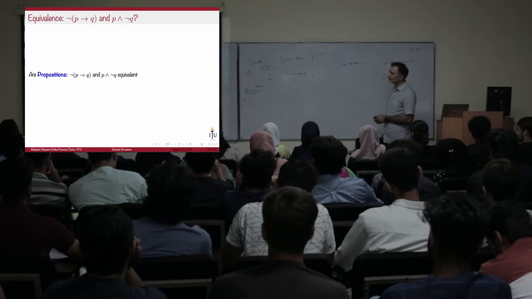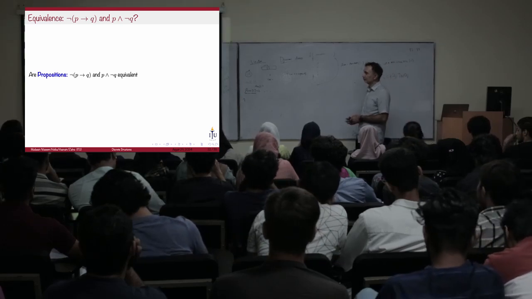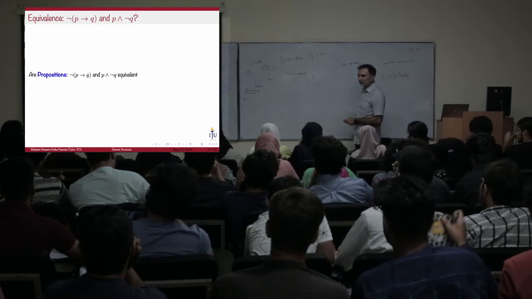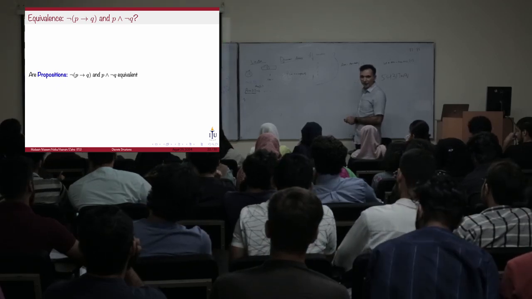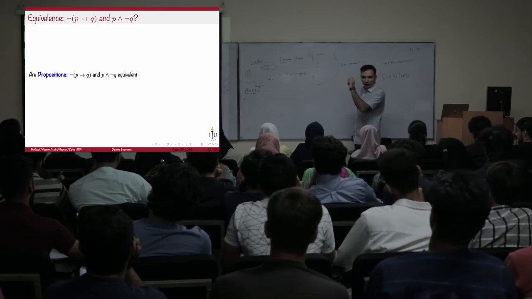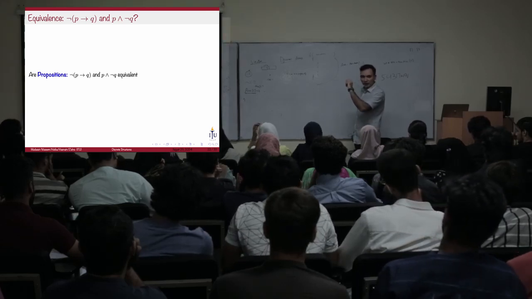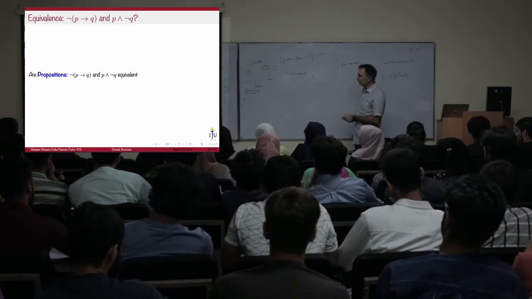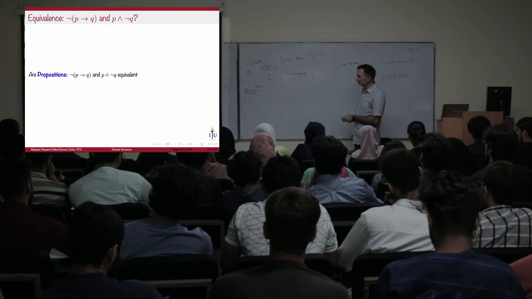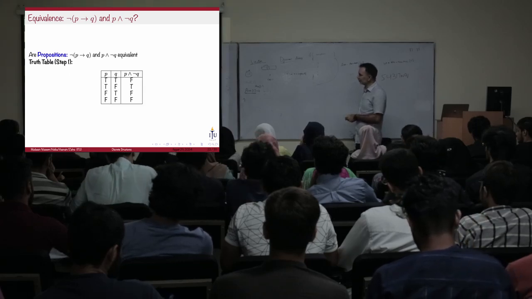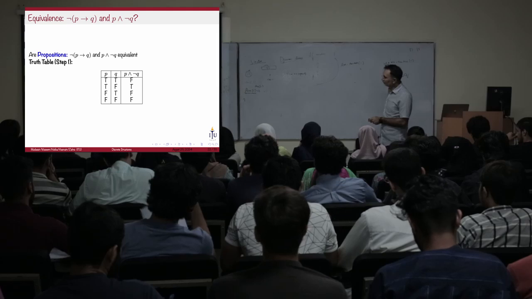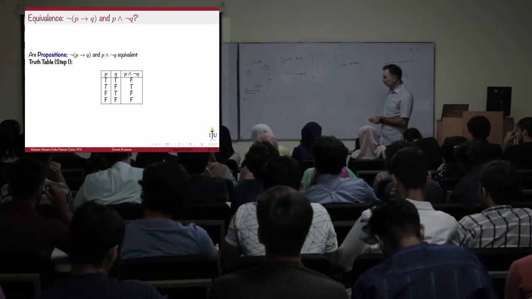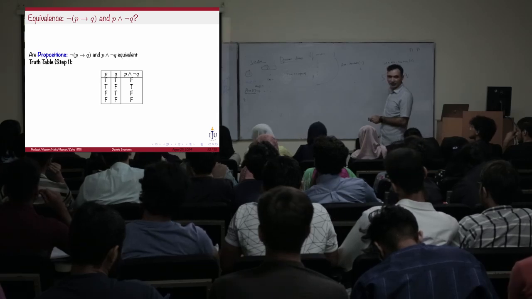What's your guess? So you know the truth table of if P then Q, right? If P then Q is only false when your hypothesis is true and your conclusion is false, right? You negate it, and then you find out the truth table for this one. I think I have the truth table here. So this is the truth table for P and not Q.